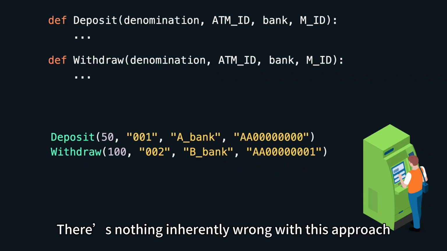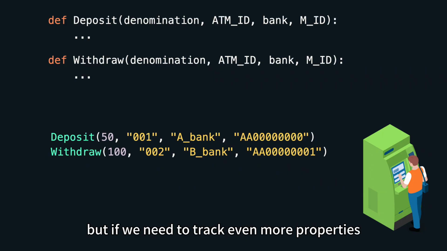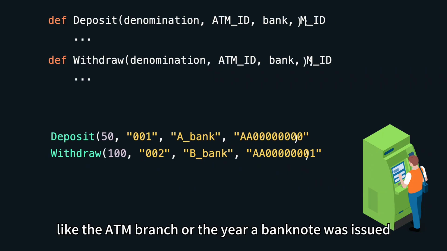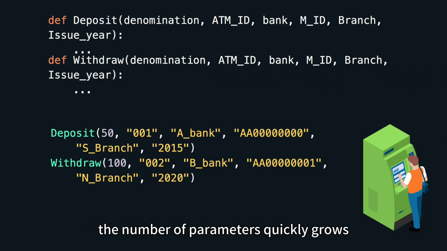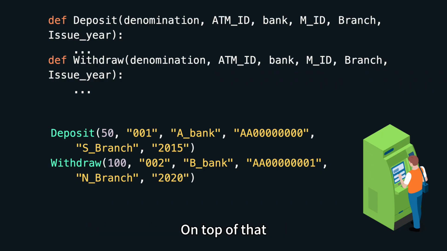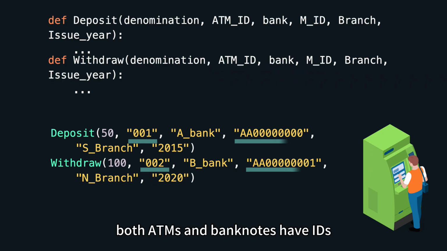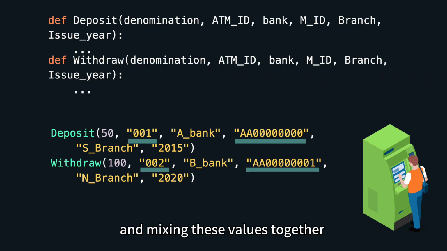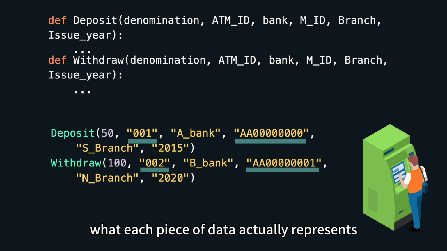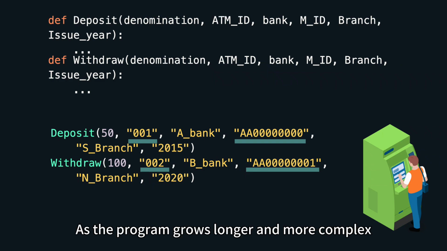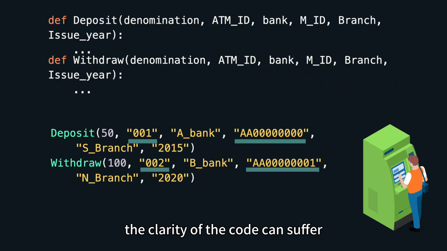There is nothing inherently wrong with this approach, but if we need to track even more properties, like the ATM branch or the year a banknote was issued, the number of parameters quickly grows. On top of that, both ATMs and banknotes have IDs, and mixing these values together as parameters makes it harder to understand what each piece of data actually represents. As the program grows longer and more complex, the clarity of the code can suffer.